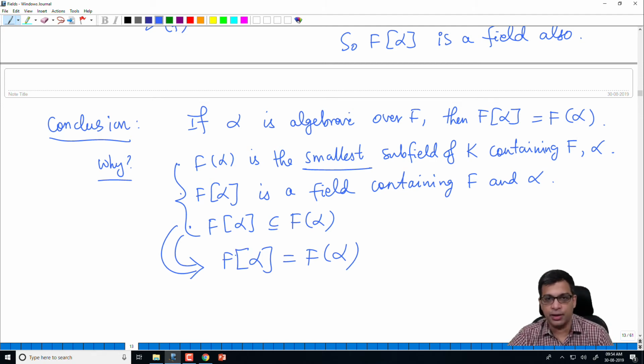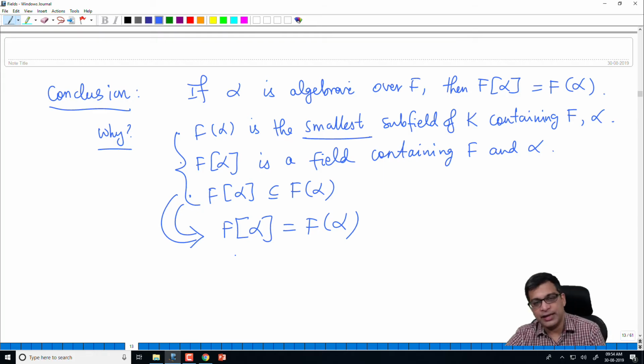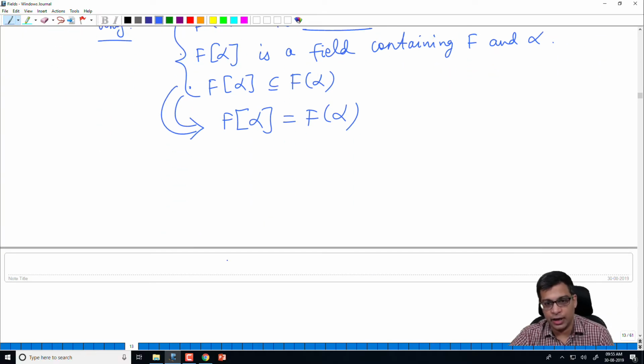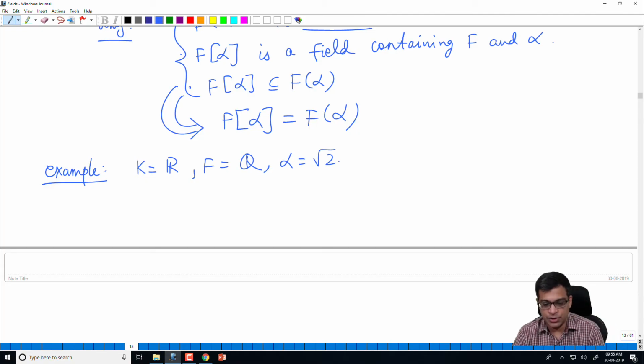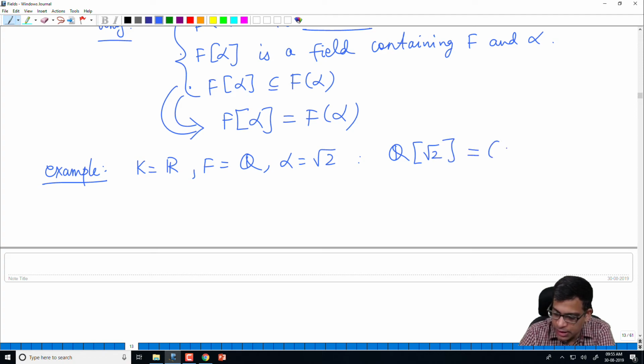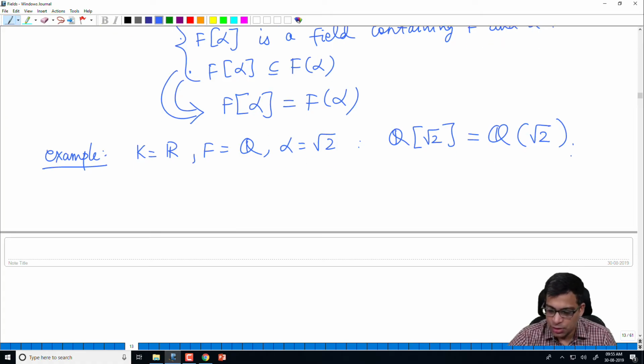So this is the weird thing in this. If alpha is algebraic, it suffices to consider polynomials in alpha and they automatically form a field. Okay. So take again K to be R, F to be Q. I am going to do this simple example often to illustrate the various concepts that we are doing. So what we are now claiming is that Q[root 2] is equal to Q(root 2). Let's see what happens. Why is this?